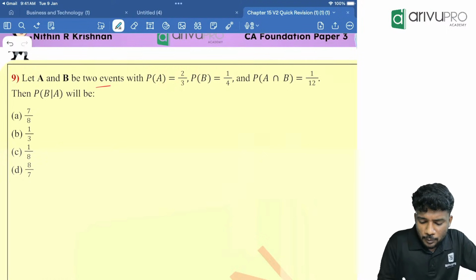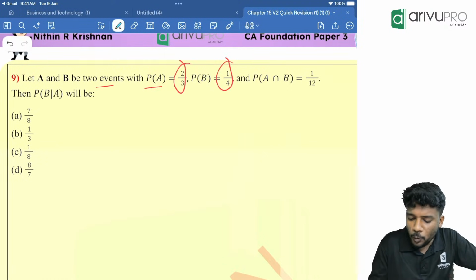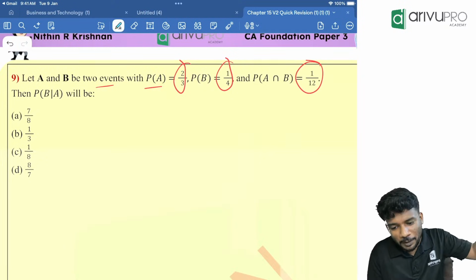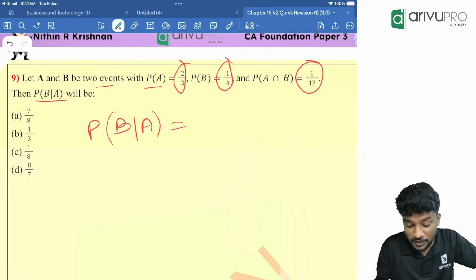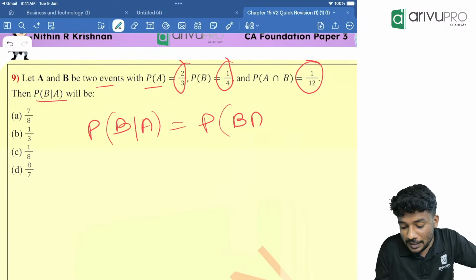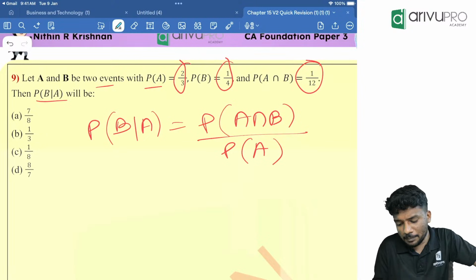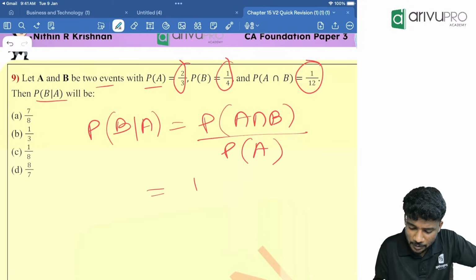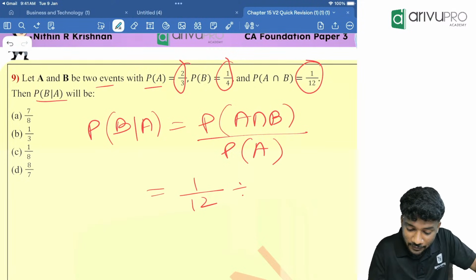Let A and B be two events with P of A equal to 2 by 3, P of B equal to 1 by 4, P of A intersection B equal to 1 by 12. P of B given A is equal to what? P of A intersection B divided by P of A. Get me the answer, people. P of A intersection B is how much now? 1 by 12. Divided by P of A, which is how much?